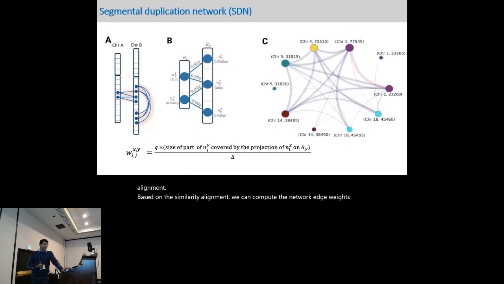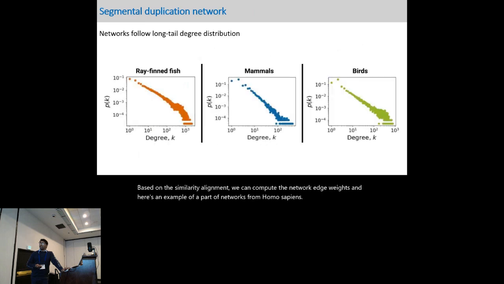And here's an example of a part of a network from Homo sapiens. Here you see the degree distribution of 3 representative networks, which follows a long tail distribution, almost a power law distribution, which is very common in biological networks.